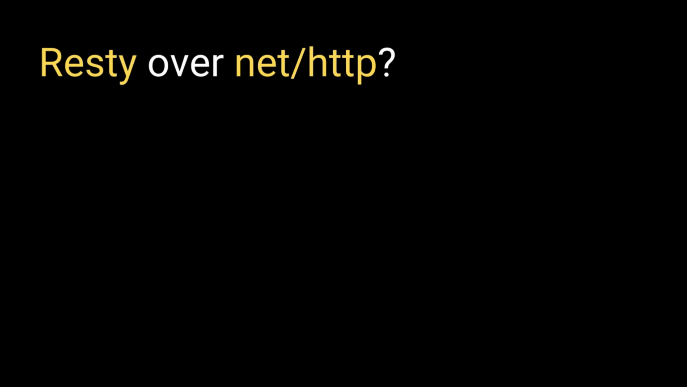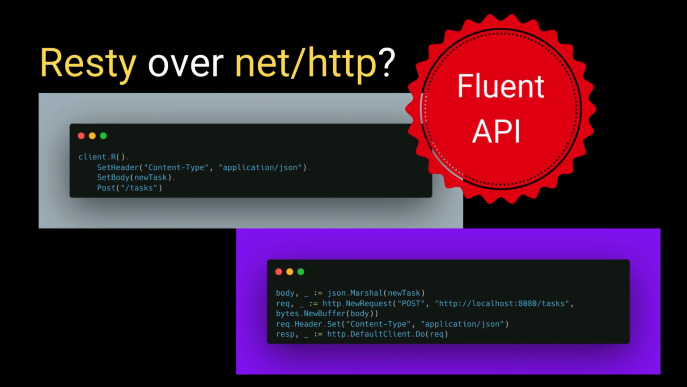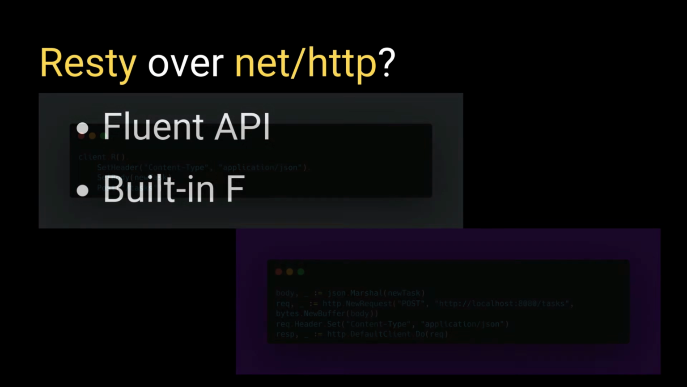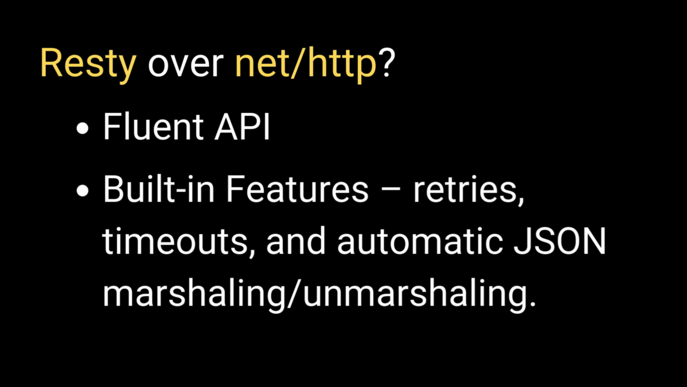Here's what I love about it. Fluent API. The chainable methods make your code more readable. Compare the first snippet, which is Resty, with the second one, the traditional one. It handles retries, timeouts, and automatic JSON marshaling and unmarshaling out of the box. No need to set up custom logic for that.